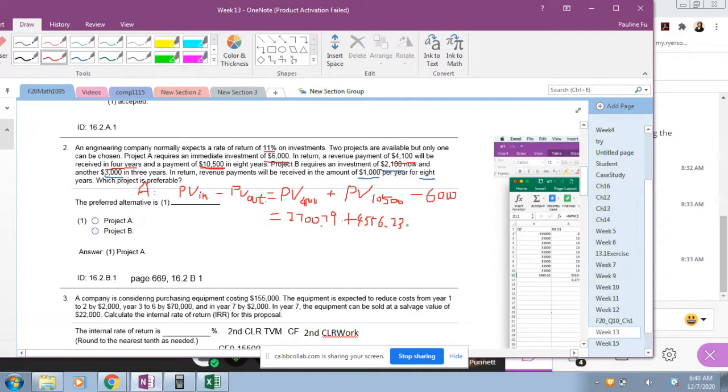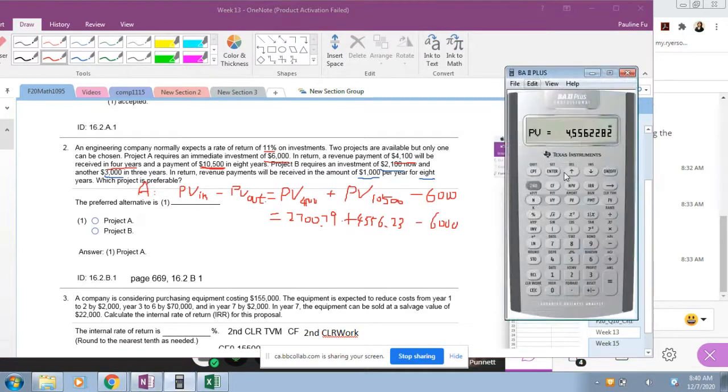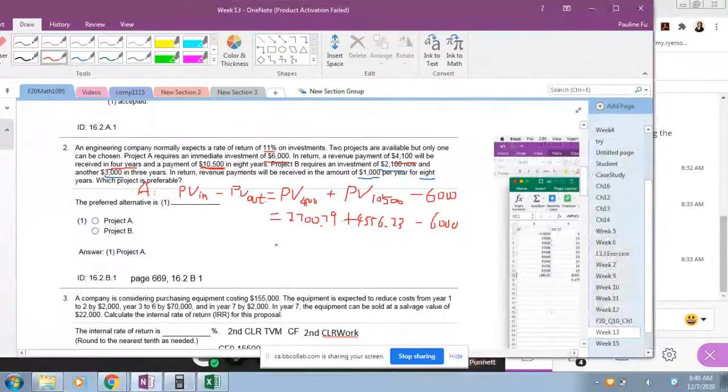And then this number has to minus the money outlay, 6,000. So now you are going to do this number plus 27.79, then minus 6,000. So this is the number. This is project A.